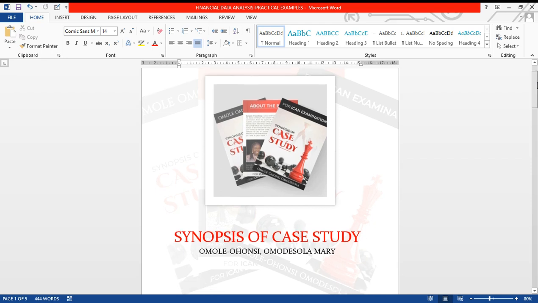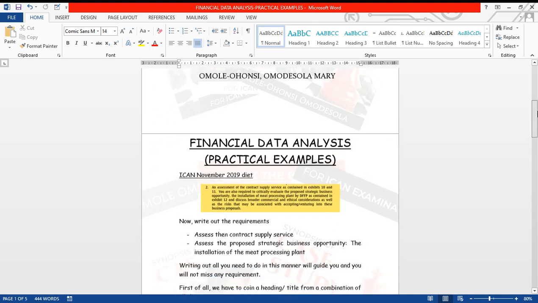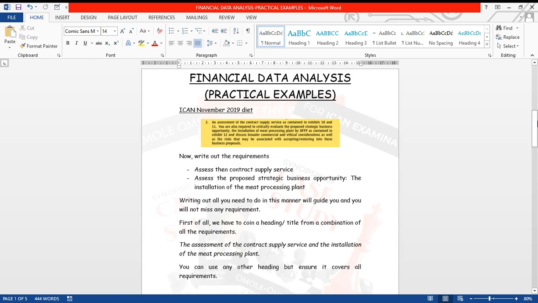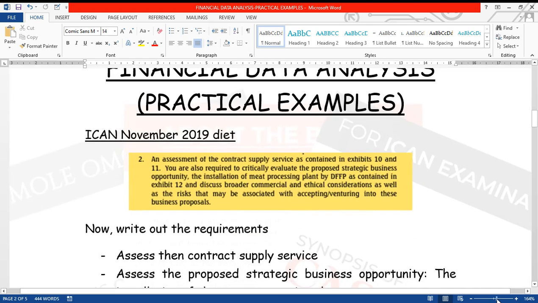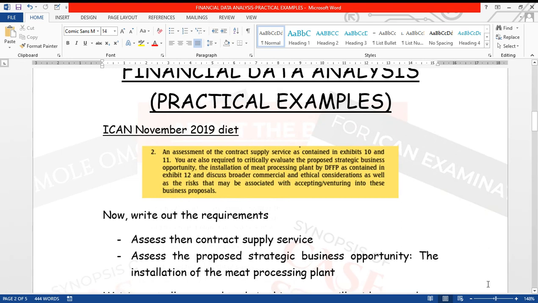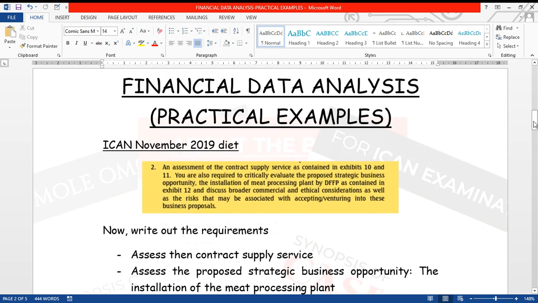So like I said earlier, today we're talking about financial data analysis, but we'll be taking a practical example and it's a continuation of the previous class, right? We'll be using November 2019 to explain, and we're going to be doing the practical example on November 2019 as well. This is requirement two. We have discussed all about it in the previous video. We're just going to be doing practical here, right? So this was what we're given.